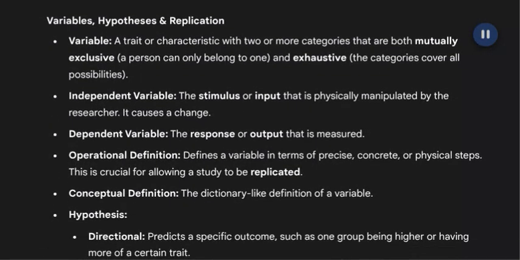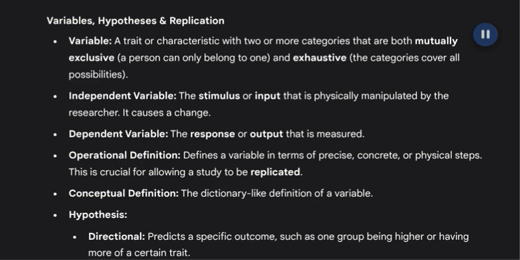Variables, hypotheses and replication. Variable, a trait or characteristic with two or more categories that are both mutually exclusive. A person can only belong to one, and exhaustive. The categories cover all possibilities. Independent variable, the stimulus or input that is physically manipulated by the researcher. It causes a change. Dependent variable, the response or output that is measured.